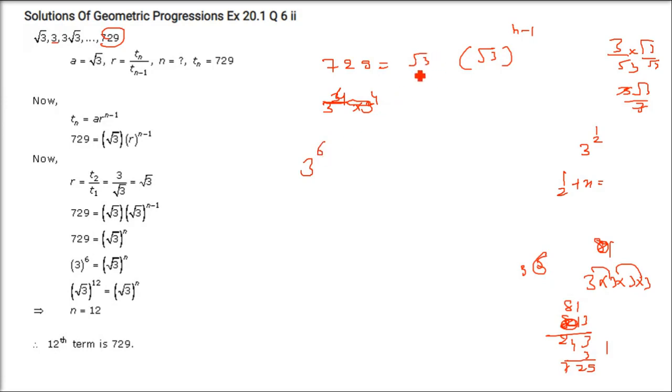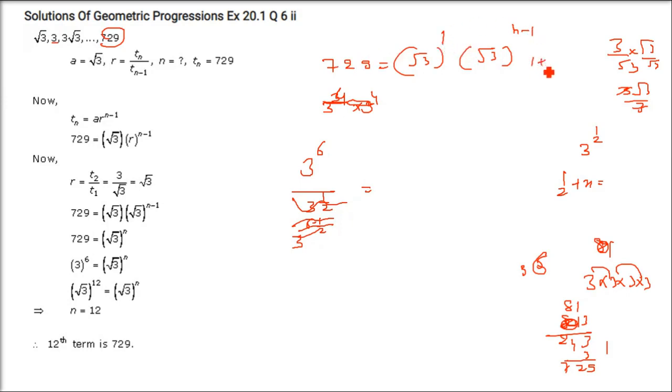What about this? When it comes down, 3 to the power half is there. So 6 minus half equals root 3, that is 3 to the power of 1 by 2. So this equals n minus 1 by 2. Now I'll just come back to this. This is a tough method. I'll give you a simple method.